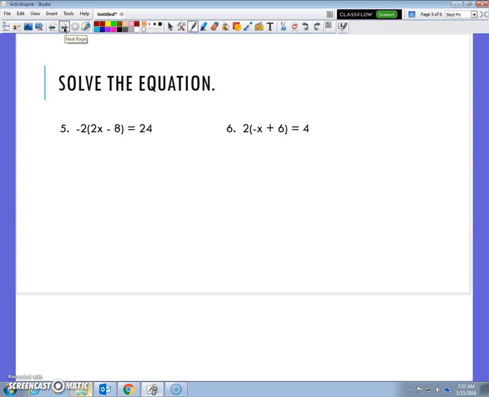Let's take a look at number 5. Once again, I'm going to start by distributing. Negative 4x. Please pay close attention to the negative and this negative. They multiply to make a positive 16. And then I just need to continue on down the line here. Minus 16 from both sides.